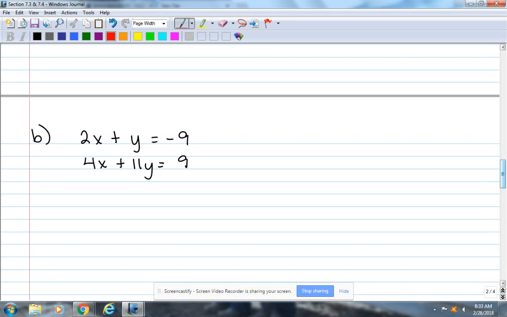So we don't have a variable that has opposite coefficients right now. So we can't eliminate yet. So we got to do some multiplying before we can eliminate. So what are y'all's thoughts?